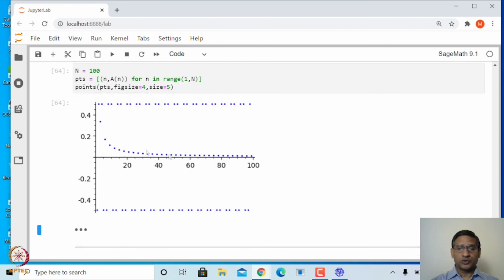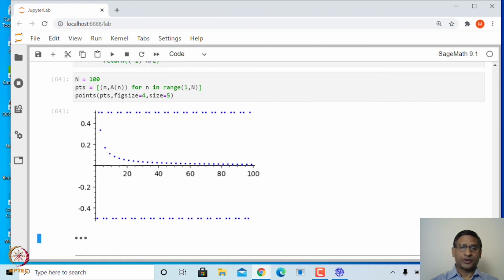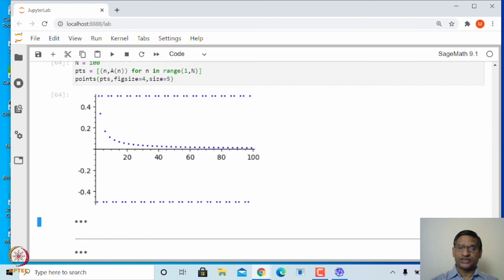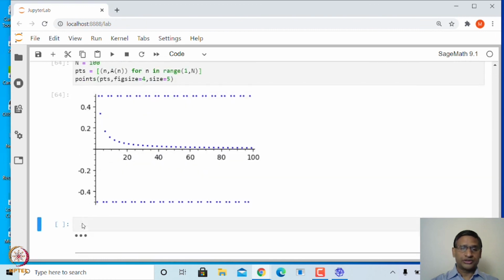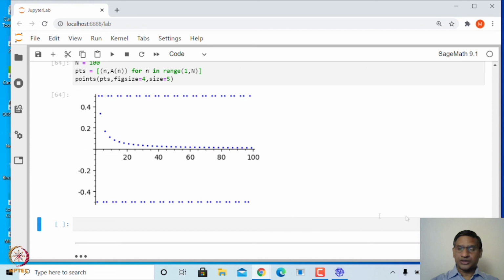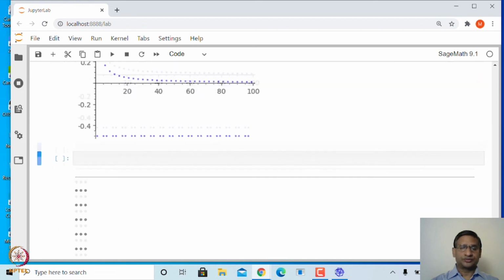So, this will be close to the origin, where the other two are oscillating between some minus 0.5 and minus 0.5. So, this sequence is not going to converge. That is what, this will not converge, right.